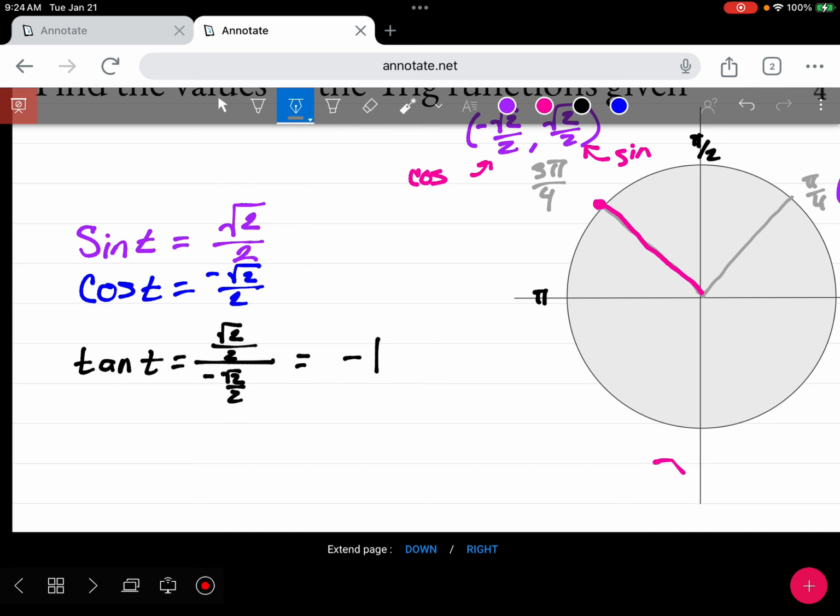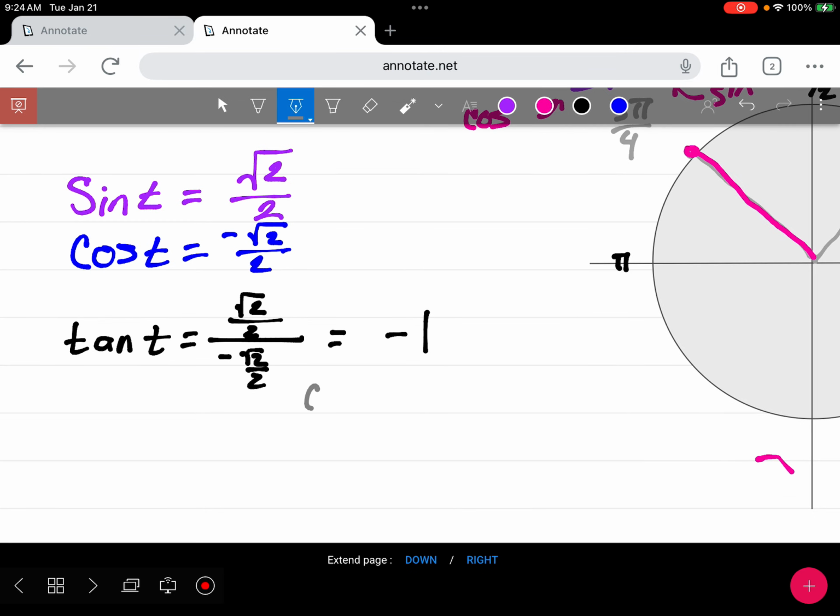So we use our sine to find our cosecant. Our cosecant of t is the reciprocal of sine. So we're going to have 2 over the square root of 2, which we then have to rationalize, because we don't do radicals in the denominator. So this is going to be 2 square root of 2 over 2. Lots of 2's here, and it will simplify. My 2 over 2 will cancel out, so this is the same thing as square root of 2. So cosecant of t is square root of 2.